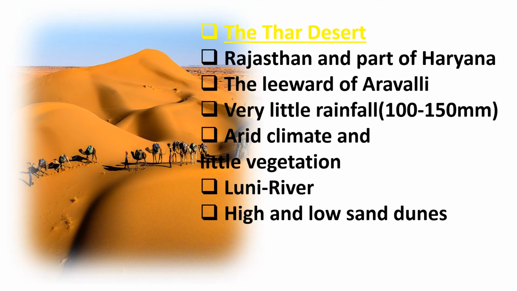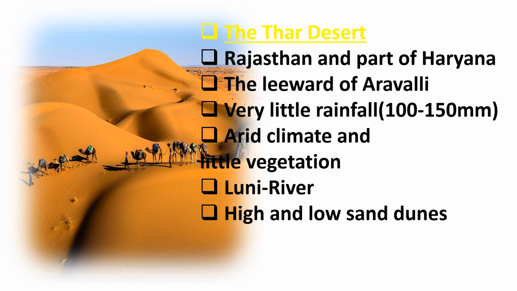And the next one is the Thar Desert. To the northwest of the Aravallis lies the Thar Desert. It is the largest desert of the Indian subcontinent and is also known as the Great Indian Desert. It covers an area of 2 lakh square kilometers. It occupies much of Rajasthan and a very little part of Haryana.